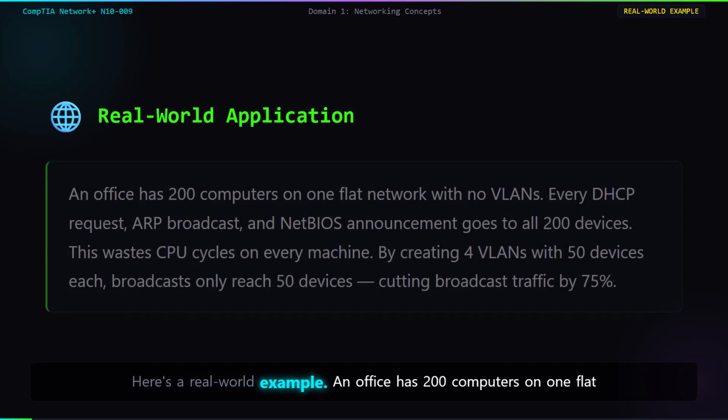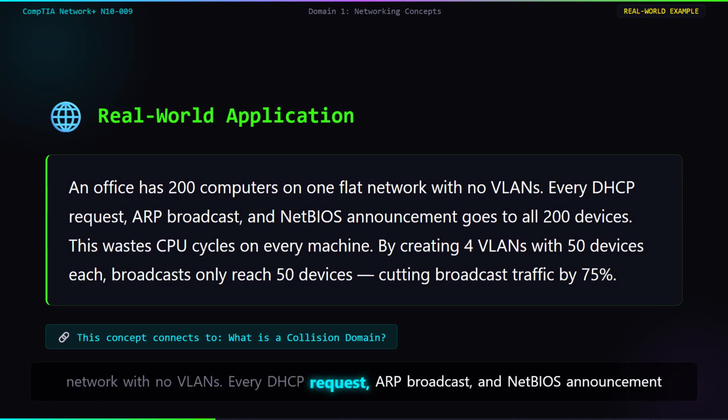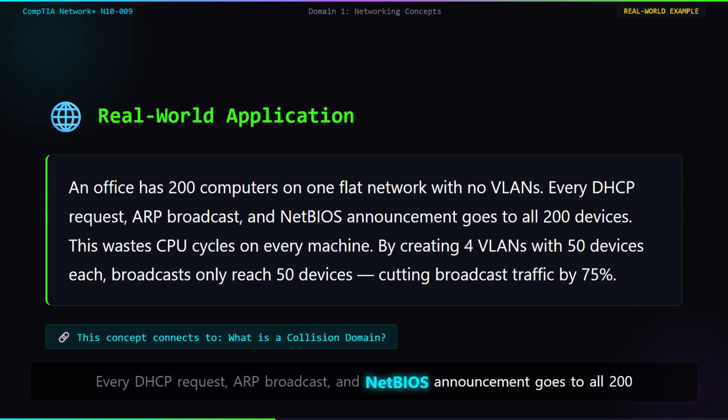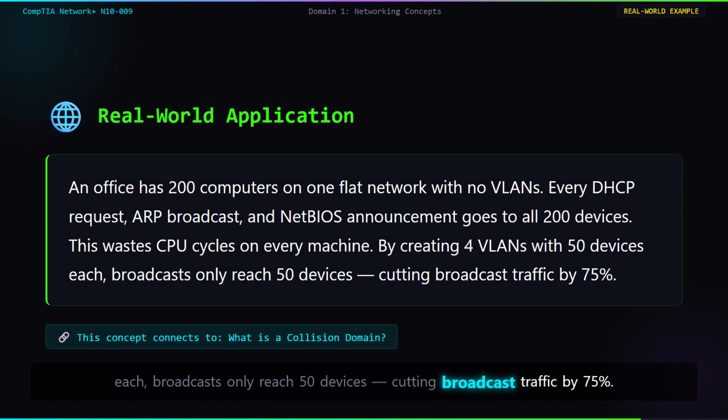Here's a real-world example. An office has 200 computers on one flat network with no VLANs. Every DHCP request, ARP broadcast, and NetBIOS announcement goes to all 200 devices. This wastes CPU cycles on every machine. By creating 4 VLANs with 50 devices each, broadcasts only reach 50 devices, cutting broadcast traffic by 75%.